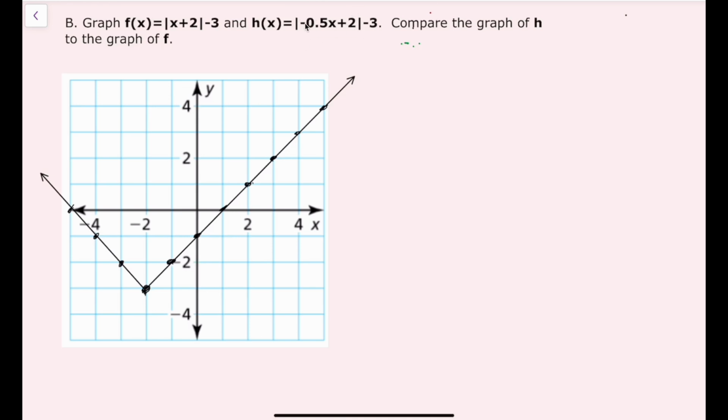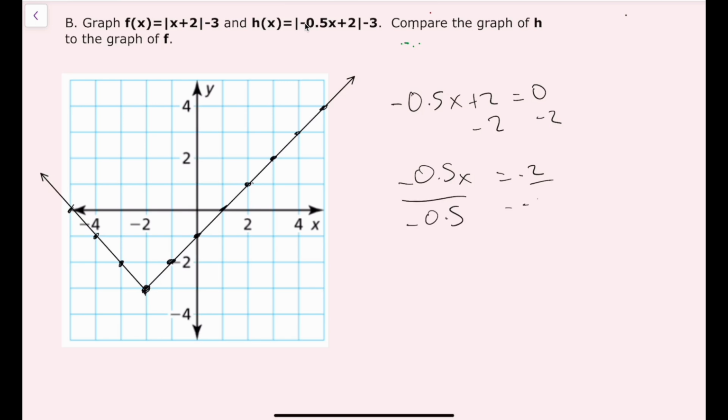So I have negative 0.5x plus 2 equals 0. And then I get minus 2 over here. Negative 0.5x equals negative 2. Then I'm going to divide by negative 0.5. That's the same thing as multiplying by 2.